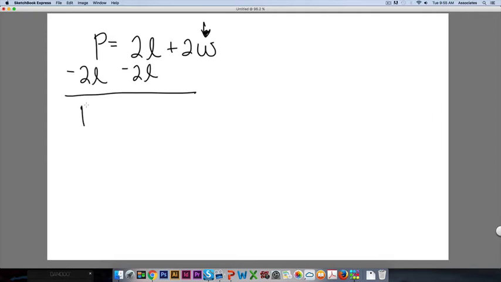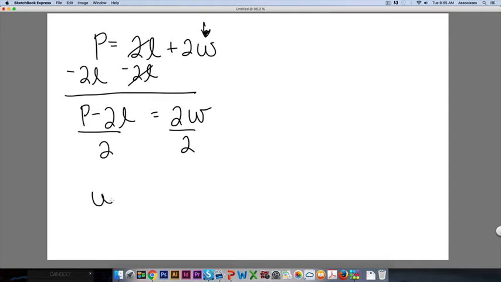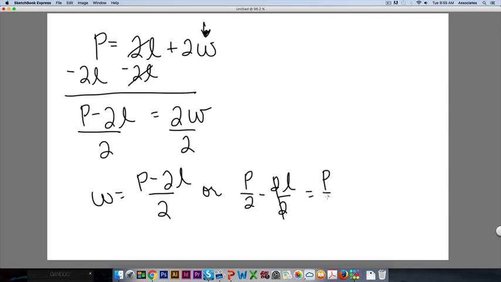So I get the perimeter minus 2 times the length. These are opposites, so they cancel, equals 2 times the width. Now I need to get the W all by itself, so I'm going to divide both sides by 2. So W equals P minus 2L over 2. Be very careful. That's a perfectly good answer, but you cannot divide these two 2's out and cancel them. But you could say this is the same thing as P over 2 minus 2L over 2. Now the 2's can cancel, and you could get P over 2 minus L.